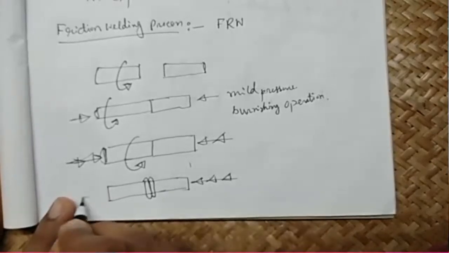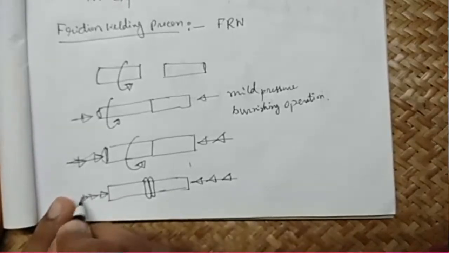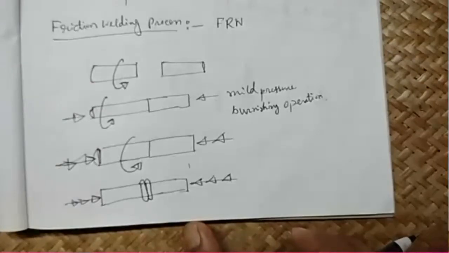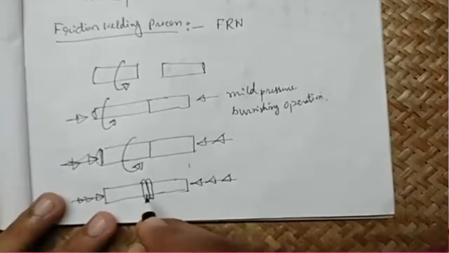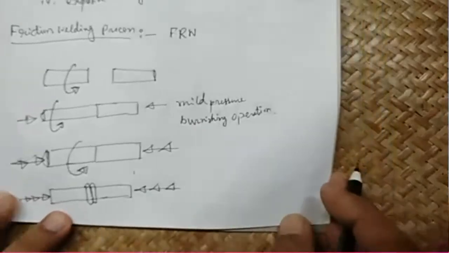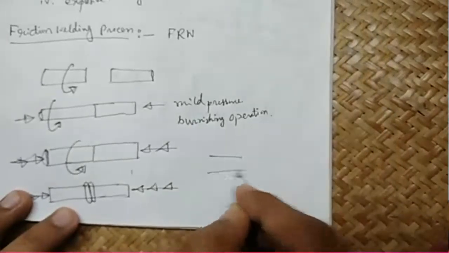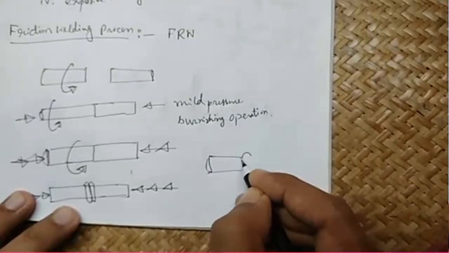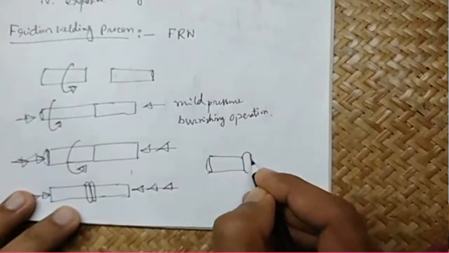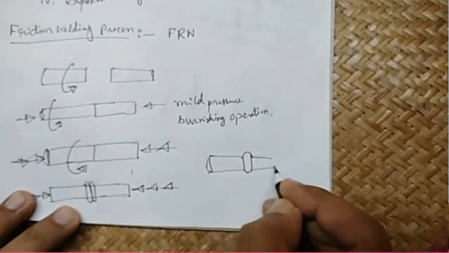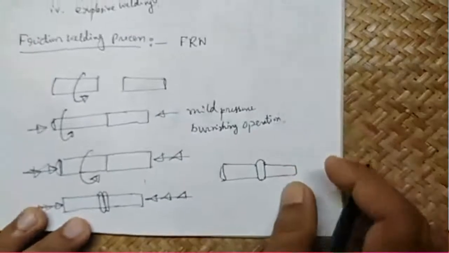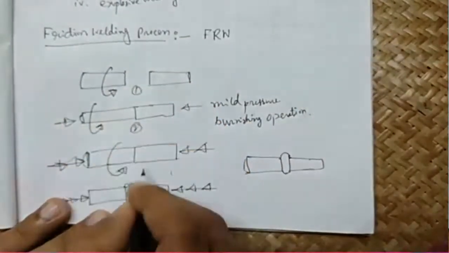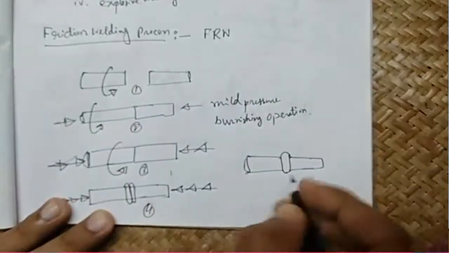So then we stop the rotation and we compress them with more force, and as a result, this joint here gets produced. And when we take it out from the holding sections, a joint like this gets produced. So the sequence is like, this is 1, this is 2, this is 3, this is 4, this is 5.